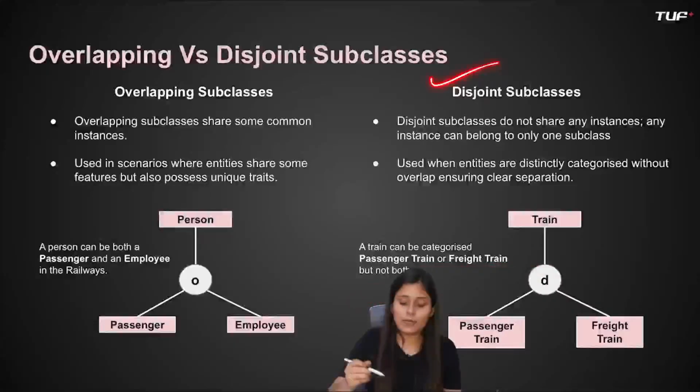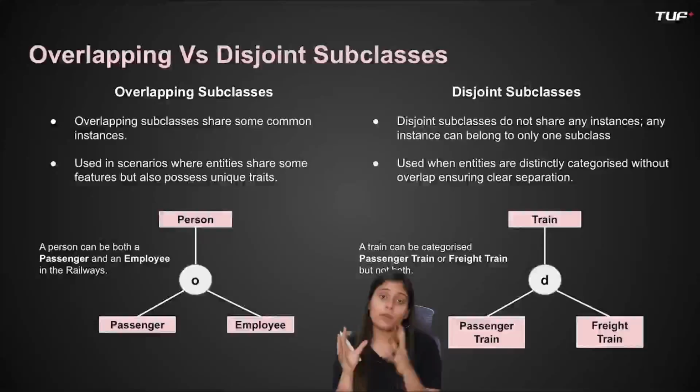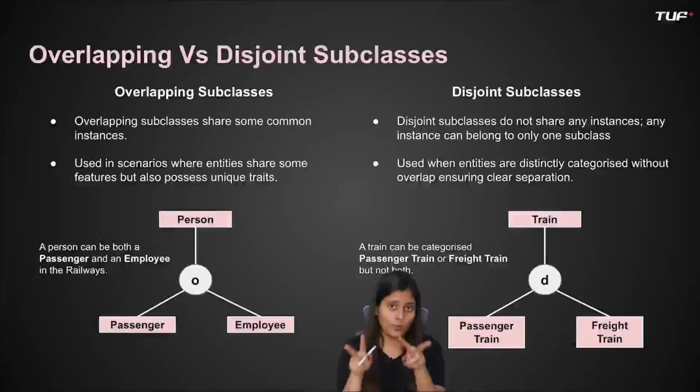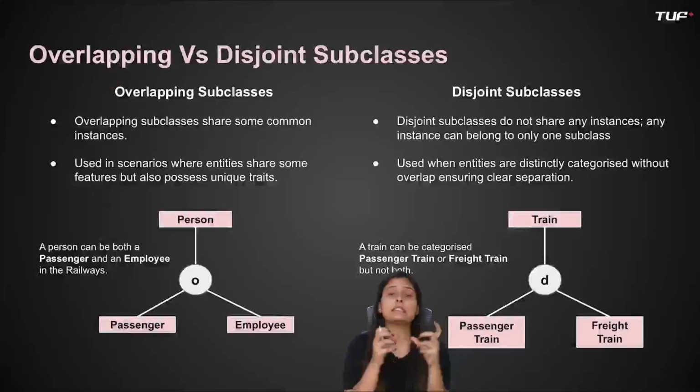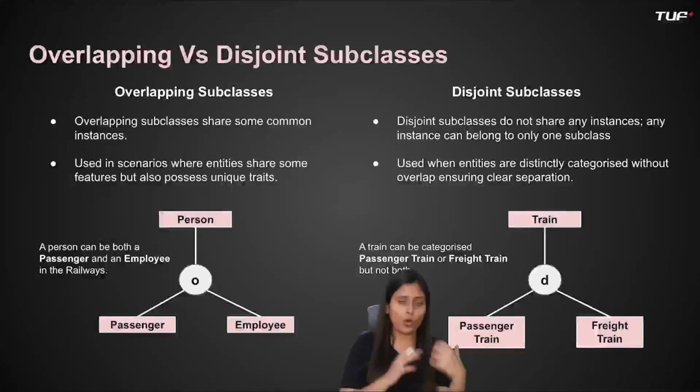So a disjoint subclass basically means that none of the properties are the same for the two entities. But an overlapping subclass happens when a single entity can behave as two different entities at the same time. So this is the difference between the overlapping and the disjoint subclass.